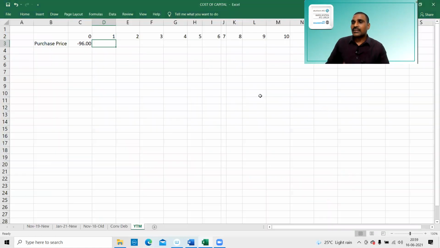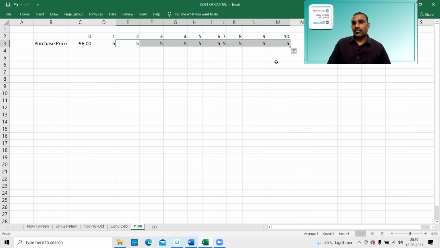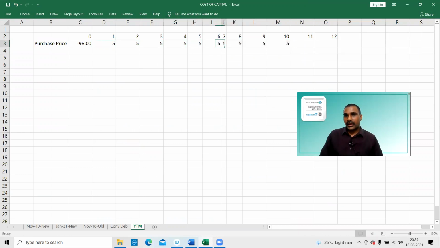Though the company has paid 10 rupees interest to the debenture holder, the debenture holder has paid 50% tax to the government. So the net cash flow he has retained is 5 rupees. Therefore, how should I calculate? 100 rupees face value into the rate of interest into 1 minus tax rate. What is the tax rate? 0.5. This is the net inflow. All years same, till the 11th year it is same.